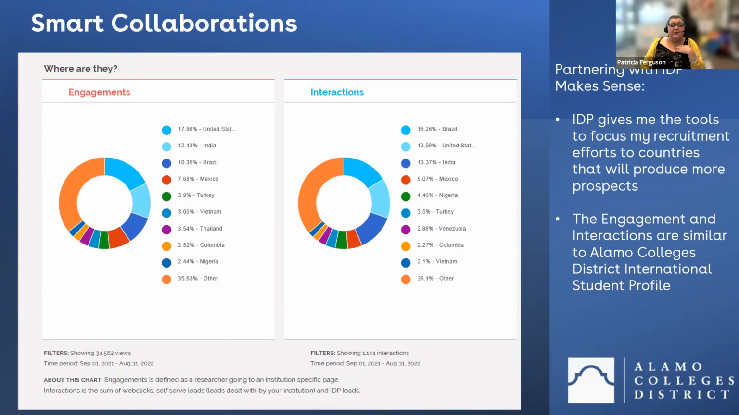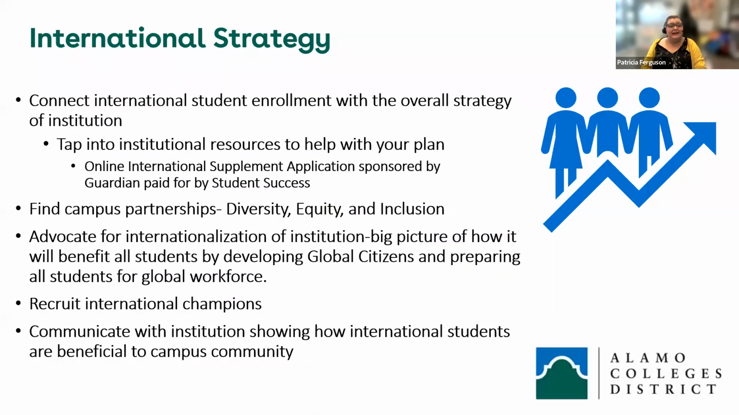Another tool, when we're looking at where we should be investing our resources, is the engagement and interaction tool, which really helps. If you look at this, and I should have put this next to the circle that I had on our profile, these are the same countries. So we know that this tool is very accurate as a reflection of the actual students we have in that market. So the last slide, please.